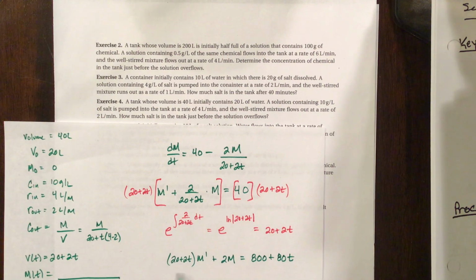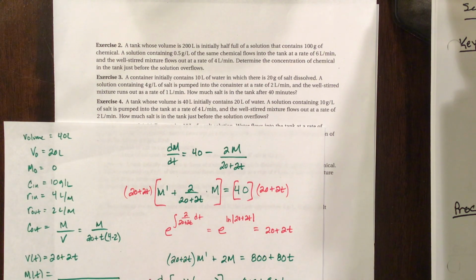All right, now what's on the left-hand side should be the derivative of some product. That would be the product of m and 20 plus 2t. Okay, because if I use the product rule here, take the derivative of m, I get m prime times the second term, that's 20 plus 2t, plus the derivative of the second term, the derivative of 20 plus 2t is 2 times the first term, which is m. And that's going to be equal to 800 plus 80t.